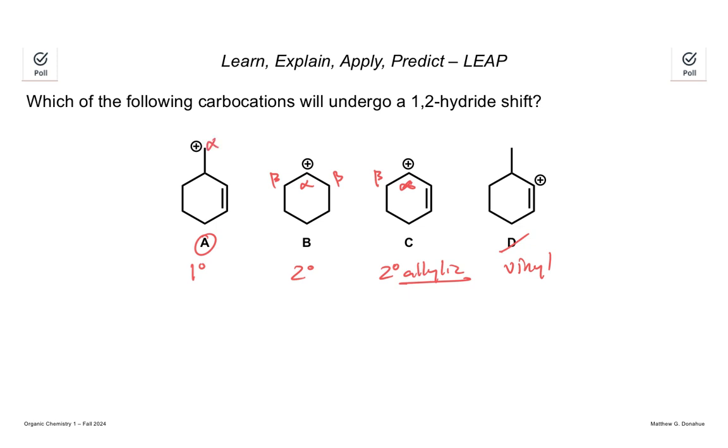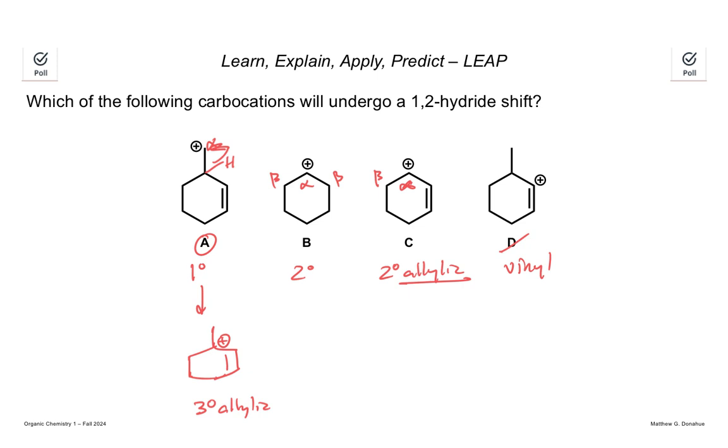So here's our alpha carbon. There's only one beta carbon, there's the H. When that migrates over, we're now ending up with a tertiary allylic carbocation. So again, it needs to become more stable for that pathway to be preferred.